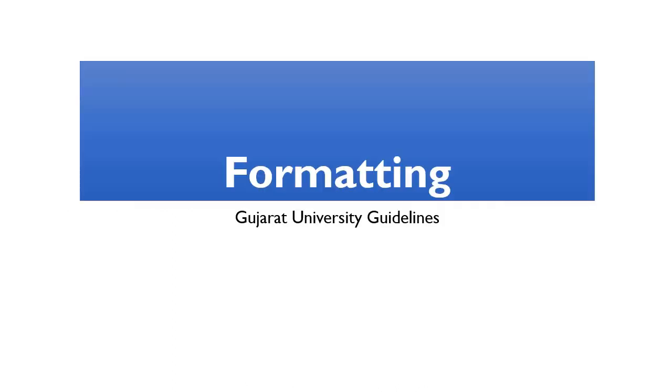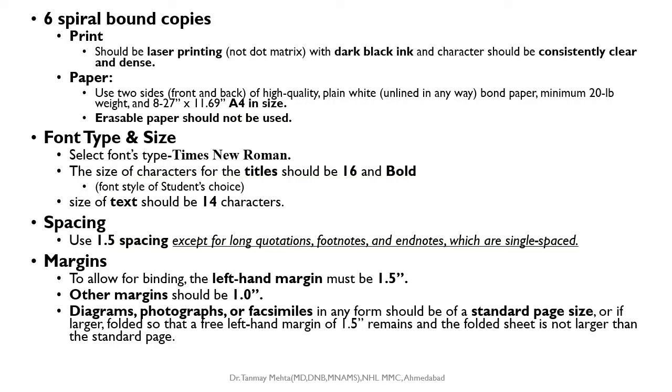Now, formatting of the dissertation. We need 6 spiral bound copies which should be laser printed on A4 size paper. Erasable paper should not be used. You have to use Times New Roman font, for title 16 font, and for text 14 font. Spacing is 1.5 except for long quotations, footnotes and endnotes. Margin on the left hand side 1.5, and other margins could be 1 inch.